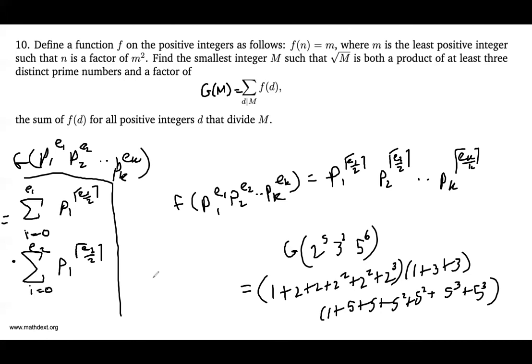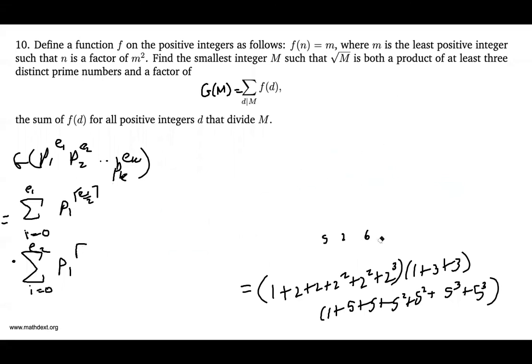Okay, if that wasn't helpful because it seems too technical with too much notation, why don't we just get down to our meat and potatoes of how we would actually look at what this m is, such that square root of m is both a product of at least 3 distinct prime numbers and a factor of g of m. So m is a factor of g of m, and the square root of m is a product of at least 3 distinct prime numbers. What does that imply? M is a perfect square, right? Because if m is not a perfect square, square root of m is not even an integer, so it wouldn't make sense for it to be a product of prime numbers.